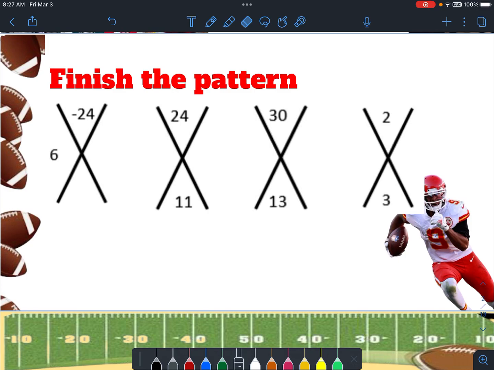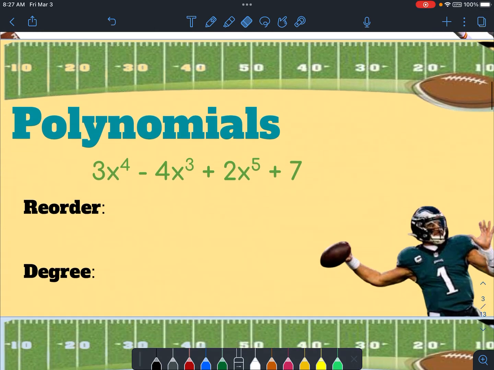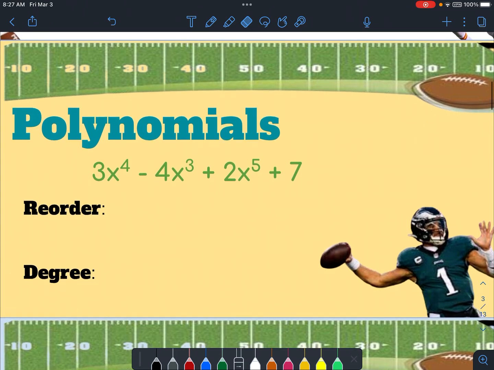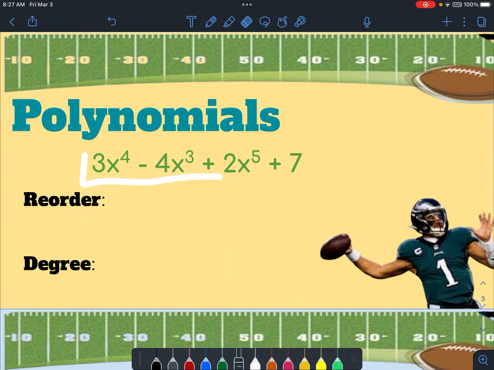Okay, class, what we're going to go through today is polynomials, adding polynomials. Some of the first questions they're going to ask you will be related to reordering, degree, and then something called the leading coefficient. So, basically what this means is that this equation right here is currently written incorrectly.